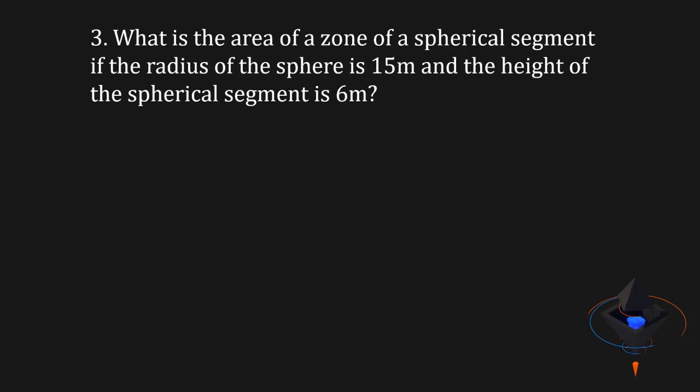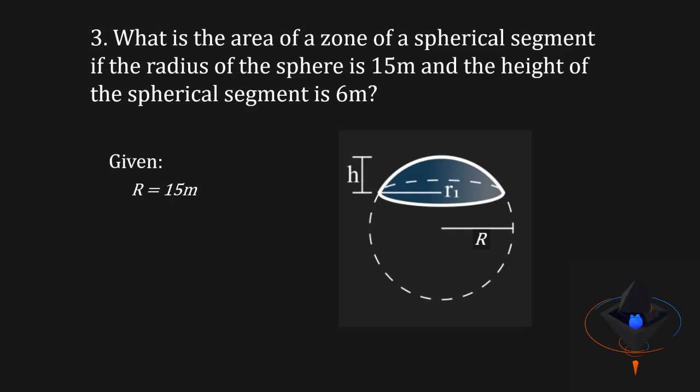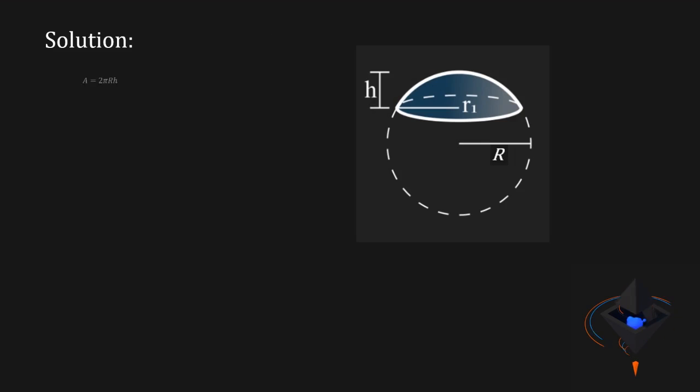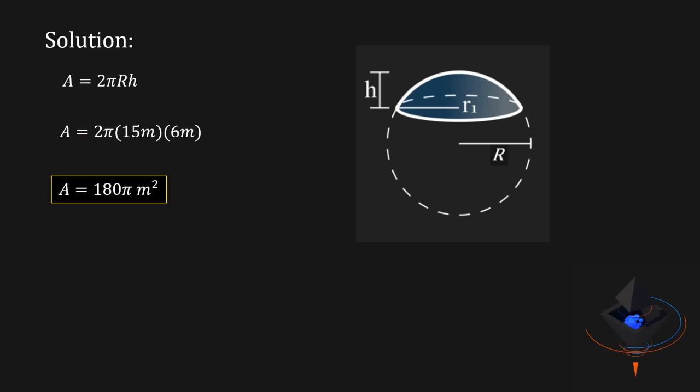Next problem is, what is the area of a zone of a spherical segment if the radius of the sphere is 15 meters and the height of the spherical segment is 6 meters? Now, we are about to find the area of the zone, and we are given a radius of 15 meters and a height of 6 meters. So we have a formula for the zone, which is 2 pi RH. Now let's substitute the given radius and height, which is 15 meters and 6 meters respectively. We will get an answer of 180 pi meters squared.